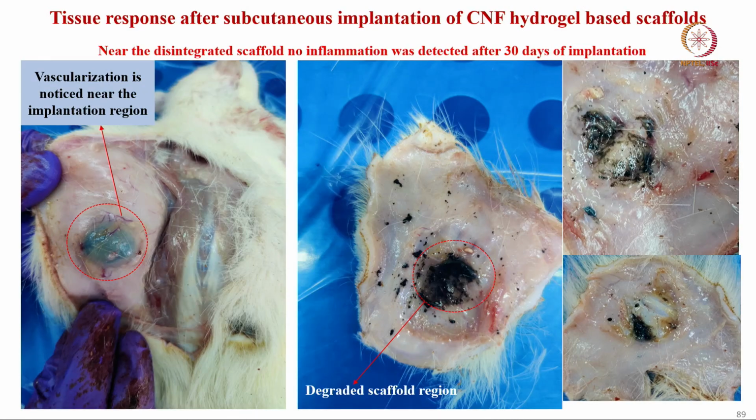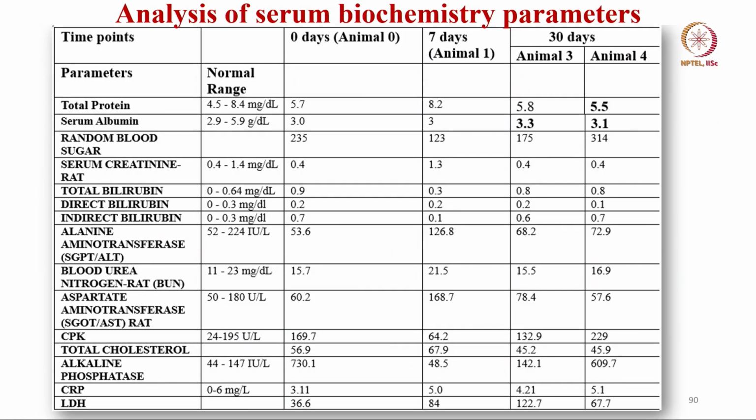This is at the implanted site, and if you look at these particular scaffolds here, they show some signature of vascularization. This is a degraded scaffold, the carbon nanofiber based scaffold, and you can see it is degraded in the explanted tissue. In the other explanted tissue too, the degraded scaffold can very clearly be seen after 30 days of implantation.